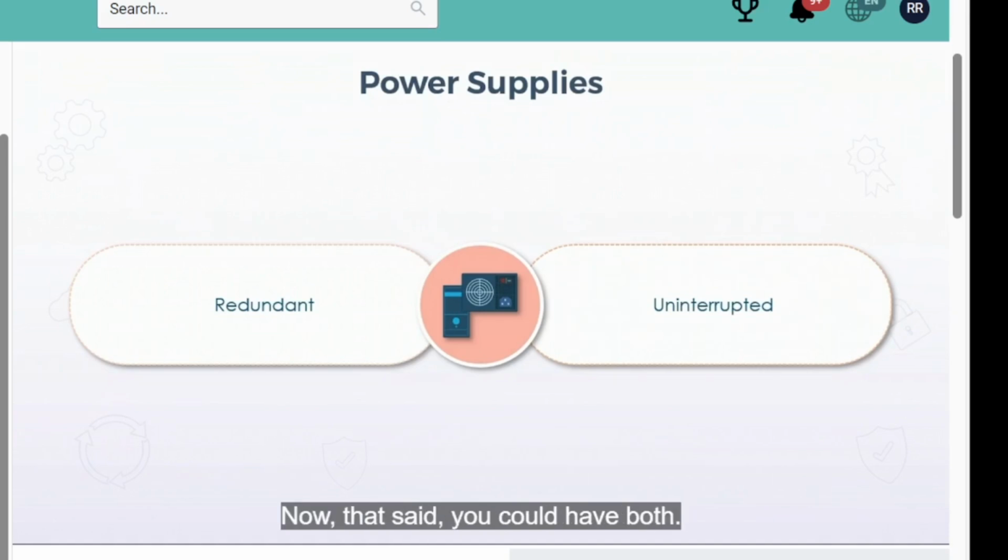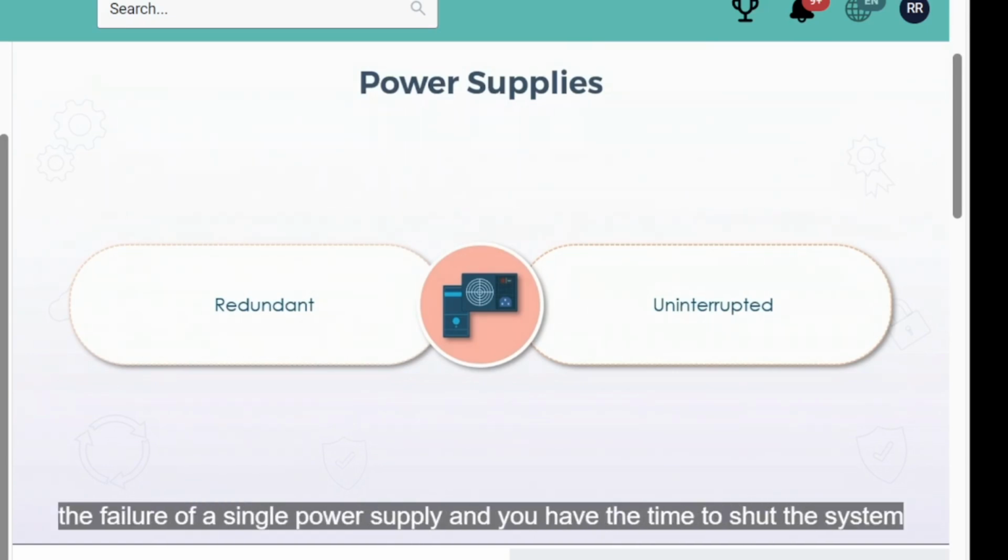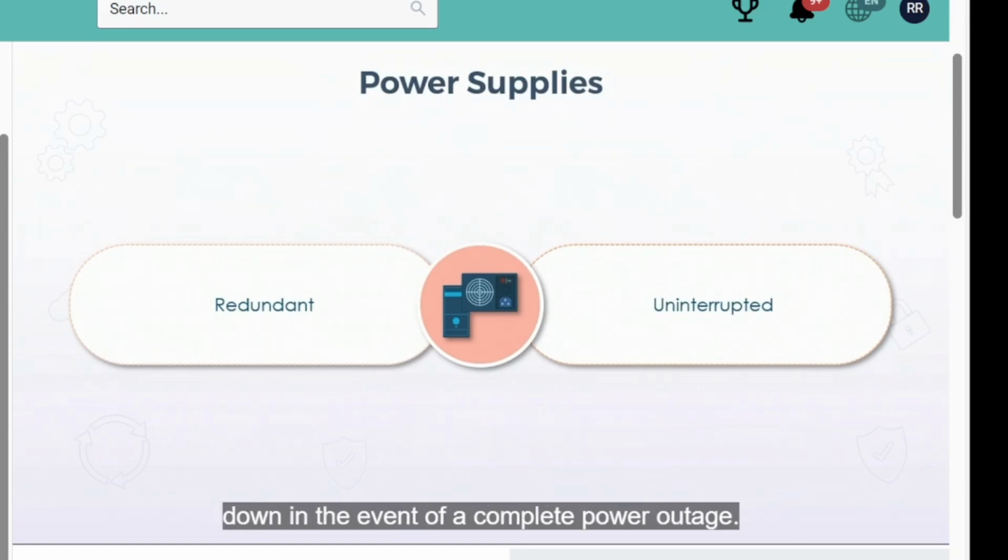Now, that said, you could have both. You could absolutely implement a redundant power supply in something like one of your servers, and then back it up with an uninterrupted power supply as well to ensure that you do have fault tolerance against the failure of a single power supply, and you have the time to shut the system down in the event of a complete power outage.